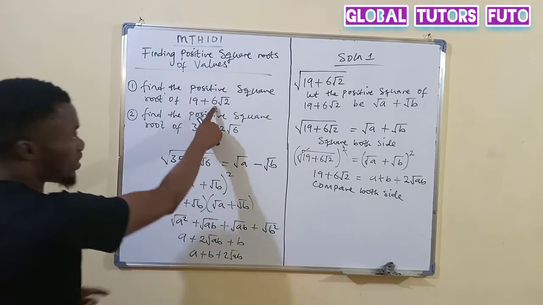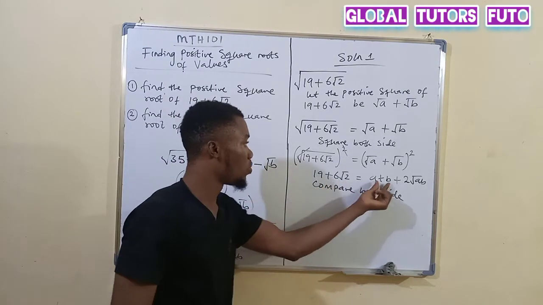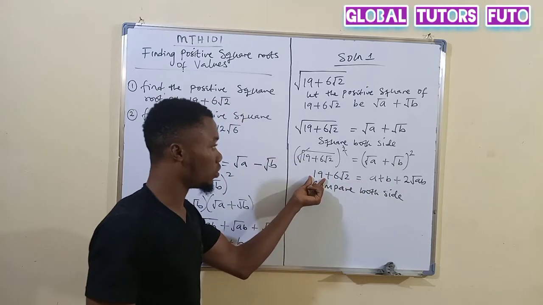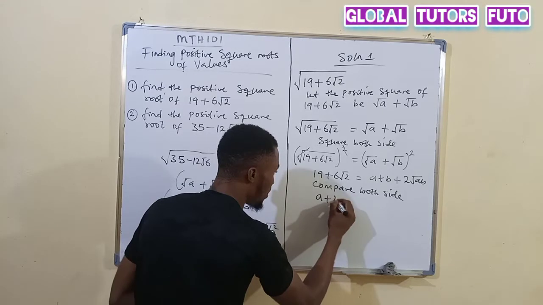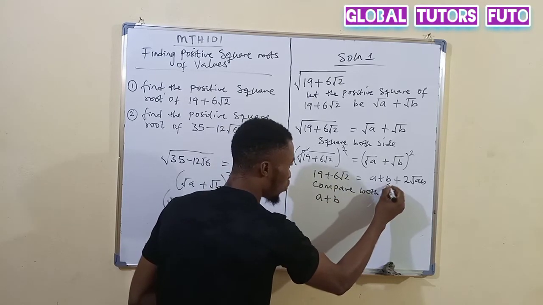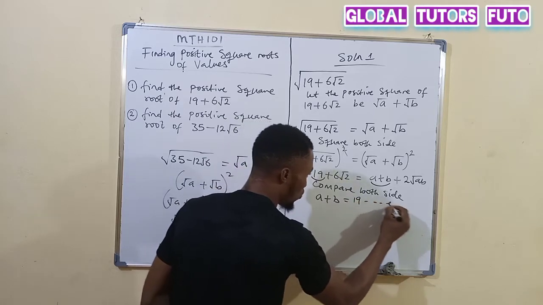Okay? Look at it. 6 sod 2. So this one has sod. It will be equal to this. This one doesn't have sod. It will be equal to this. So comparing both sides, it means that a plus b, this one will be equal to this one, will be equal to 19. So you call this one equation 1.